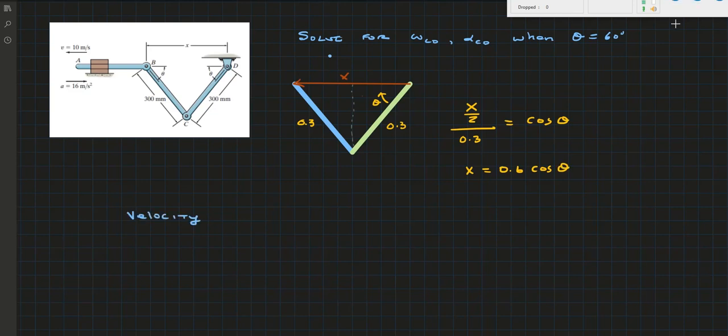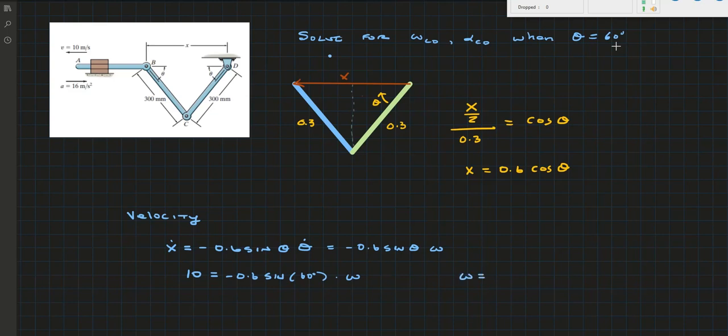And there we go. So now I can differentiate this for my velocity and get x dot equals minus 0.6 sine of theta. Theta is a function of time, so I have to use a chain rule on it. Theta dot, and theta dot is just our angular velocity. So let's solve for angular velocity now. So I end up here with 10 equals, now this 10 is headed in the same direction, so that's good. So 10 equals minus 0.6 sine of theta, and for theta I have 60 degrees times omega. So I can solve for omega, and omega equals minus 19.2 rads per second. This is the same thing as 19.2 rads per second in this direction.